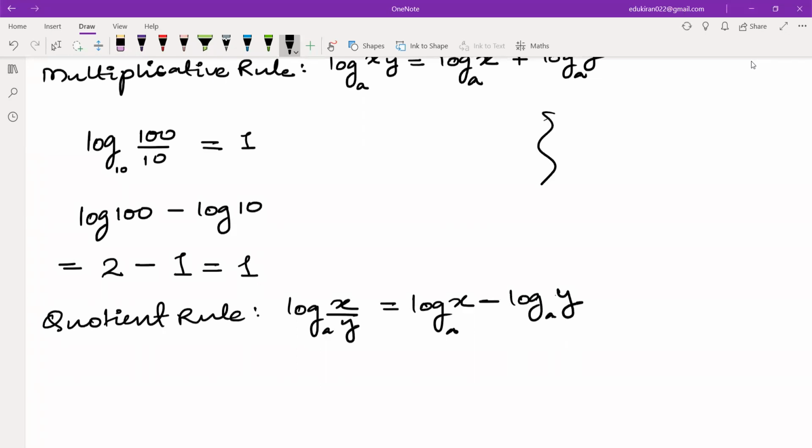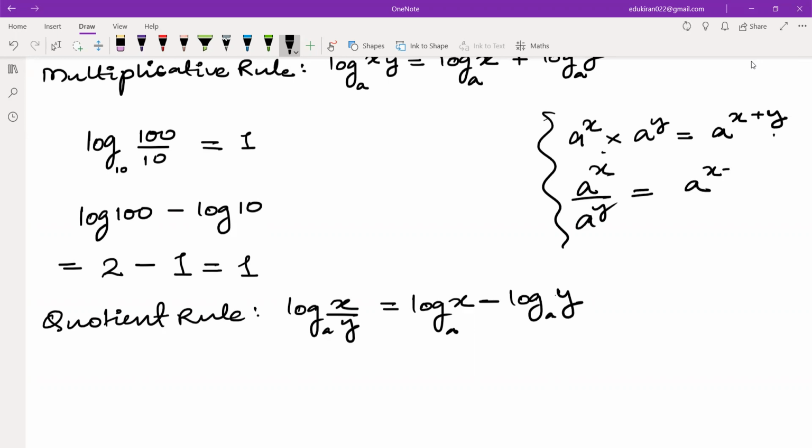Fine. I hope you can see some similarity with exponents because it is just exponents only. A to the power of x into a to the power of y is equal to a to the power of x plus y. Yes or no? Yes, sir. So see, multiplication becomes addition. Similarly, a to the power of x upon a to the power of y becomes what? A to the power of x minus y. Yes, right, everyone? Okay. So this is the quotient rule.